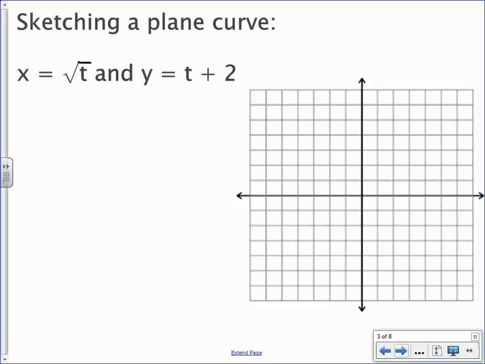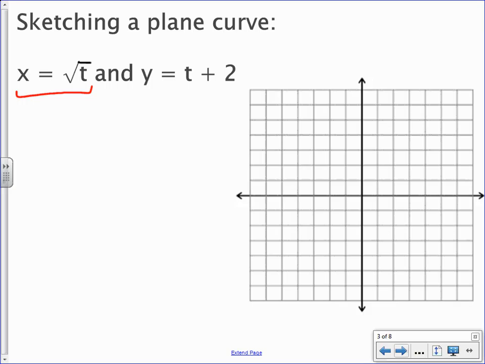Okay, so I have a question. If I look at x equals radical t, do we have any restrictions on what we can plug in for t? Why does it have to be positive? Okay, I have a question, Sean. Can we plug in 0? We can't take the square root of 0? Okay, can we take the square root of 0? Yes.